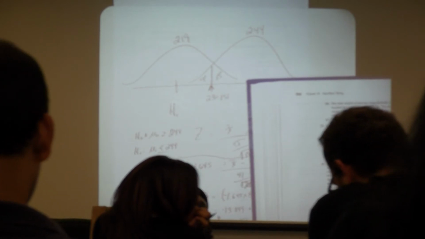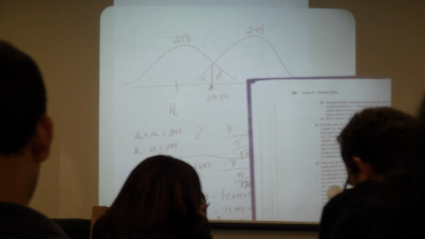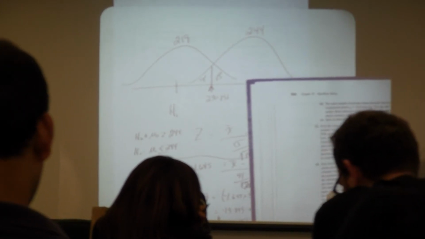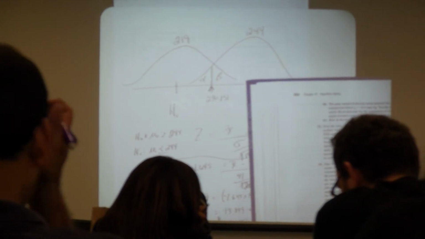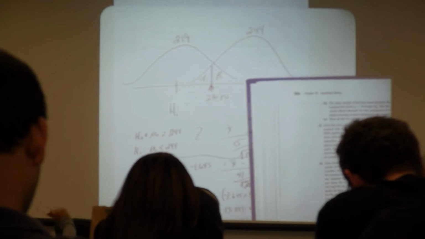Because they actually say that we don't know what 219 is, and then they say, however, you hypothesize that mu is equal to 244. So that's what they're saying. You're hypothesizing that the mean is equal to 244. That's not what they said.